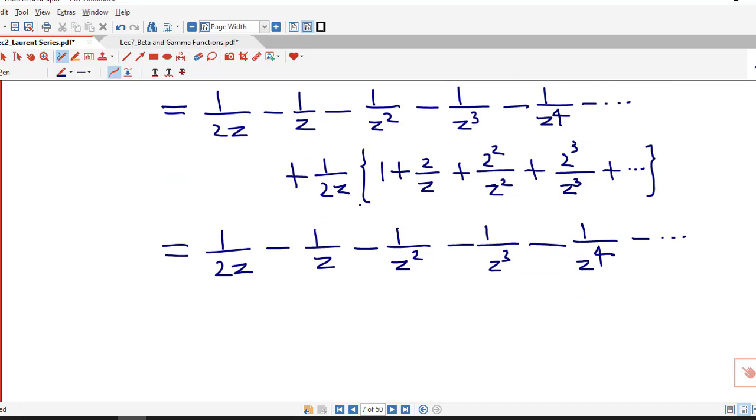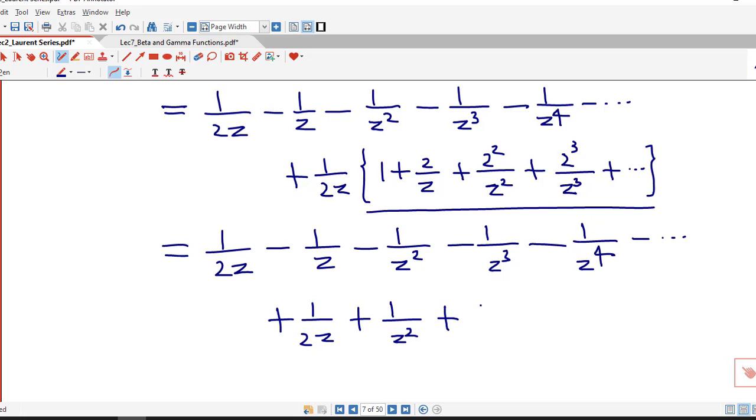And if we multiply this bracket by 1 by 2z, we have 1 by 2z plus 1 by 2z into 2 by z, that is 1 by z square, plus here 1 2 will cancel out and we have 2 divided by z cube, plus here 1 2 will cancel out, so we have 2 square divided by z raised to 4 and so on.